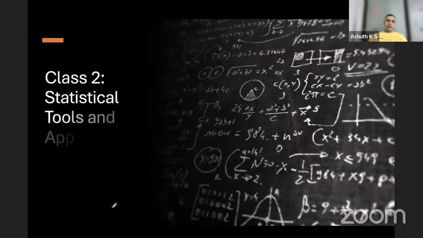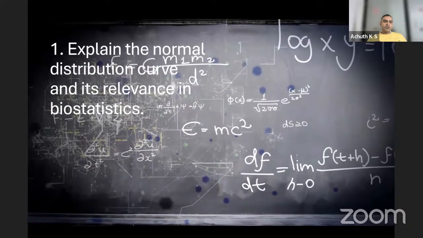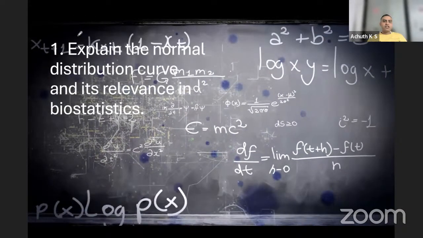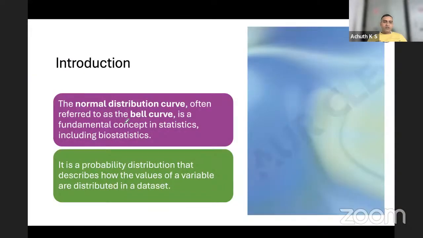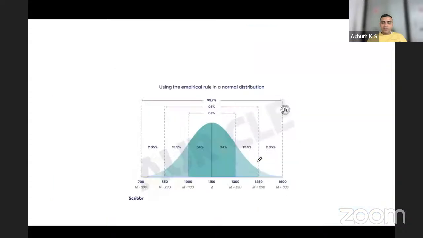With this, we'll be starting the statistical tools and explain the normal distribution curve and its relevance in biostatistics. The normal distribution curve is also called the bell curve. It is a fundamental concept of statistics. Why? We'll see later. It is a probability distribution that describes how the values of a variable are distributed in a data set. This is the normal distribution curve. We'll see what this is and what the percentages given here are.